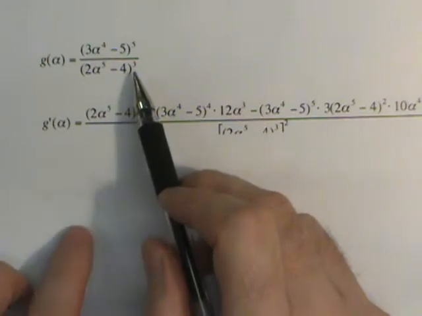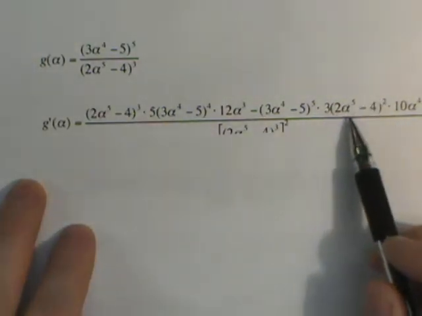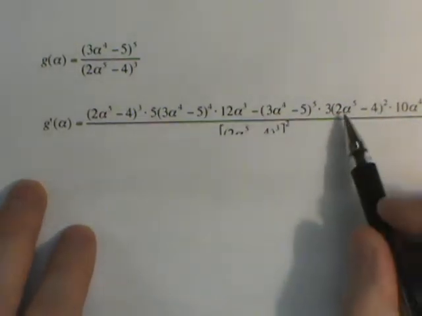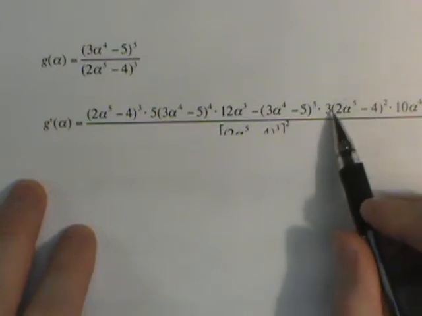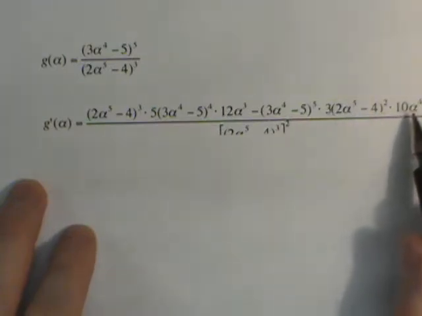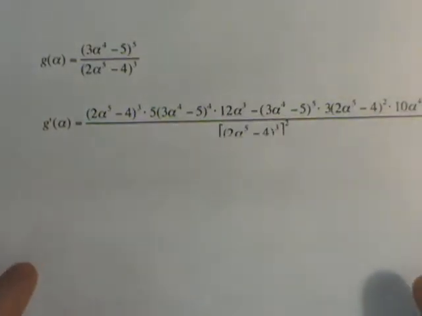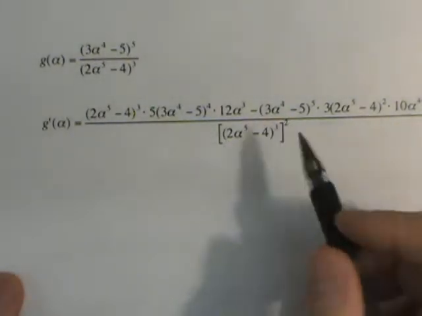So once again, we have to do a power rule here. 3 parentheses raised to the 2nd. And we go back to the parentheses, and the derivative of the parentheses would be 10 alpha to the 4th, over the denominator squared.